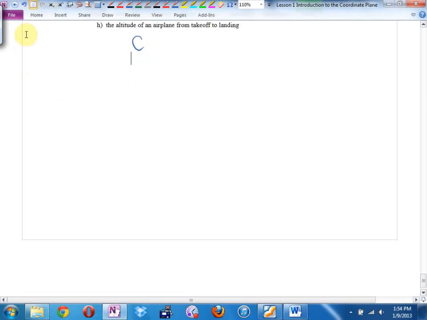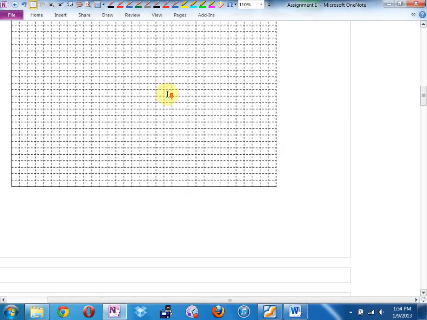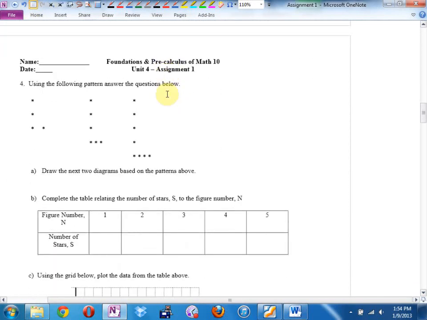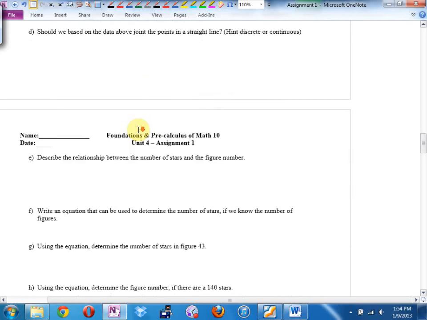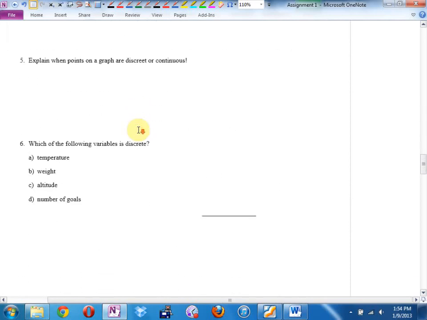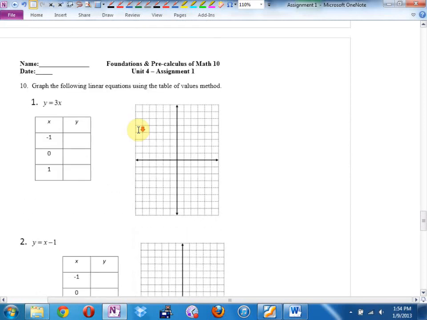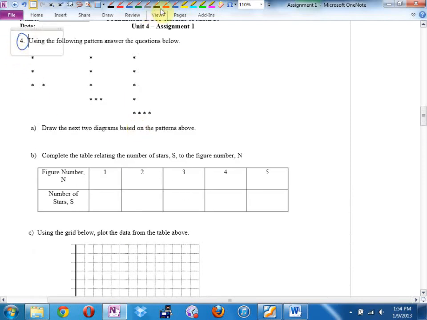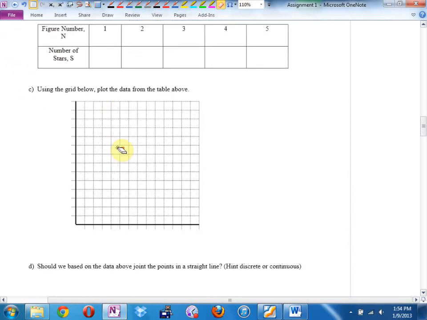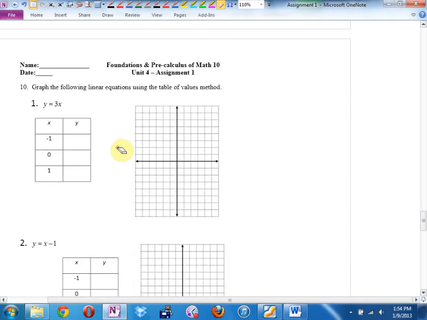What's your homework? We're going to go back to assignment 1. We're going to hope there's no typos. Certainly you can now try number 4. You know what? I think you can do all of these. Actually, let me look. Yep. So I'm going to erase the little circle, and I'm going to say you can do 4, 5, 6, 7, 8, 9. Then we're doing some graphing practice here.